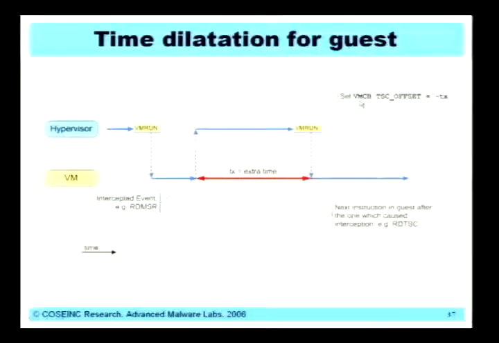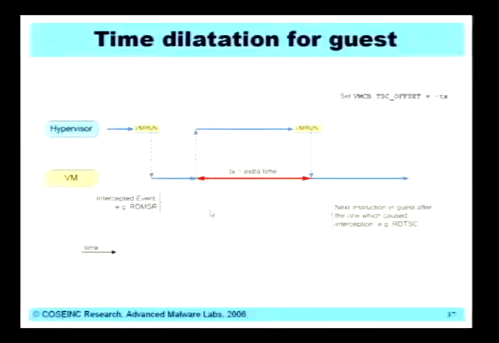So we can use, there's a special field called TSC offset inside VMCB, in this control block, which is the offset which should be added to the guest timestamp counter before it's resumed. So we just add minus x here.